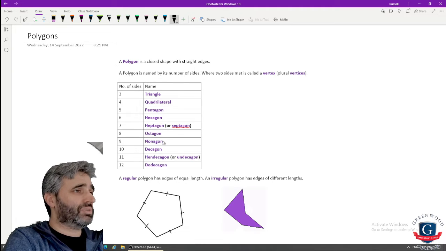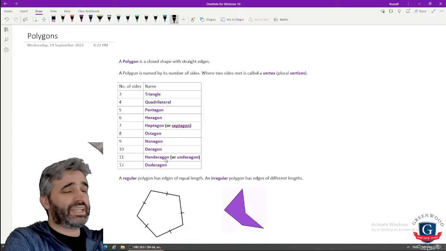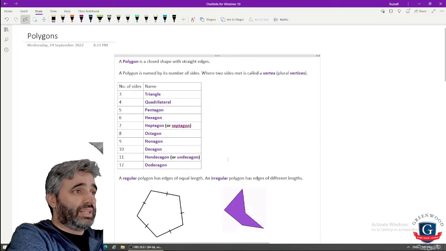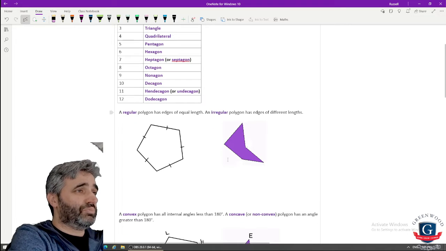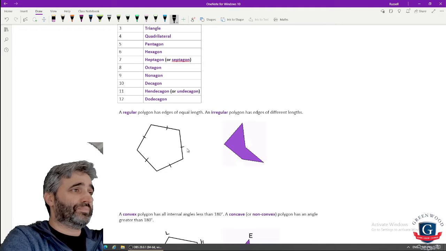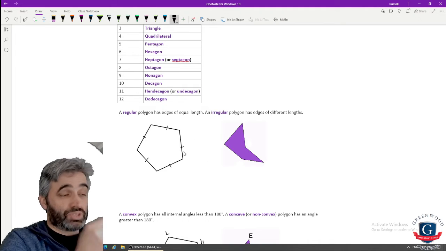Pentagon, hexagon, heptagon, octagon, nonagon, decagon, hendecagon or undecagon, and dodecagon. And you pretty much have to learn those off. They are very handy, and you don't probably have to go much further than 12. 12 is usually sufficient. Then we have some definitions of different types of polygons.